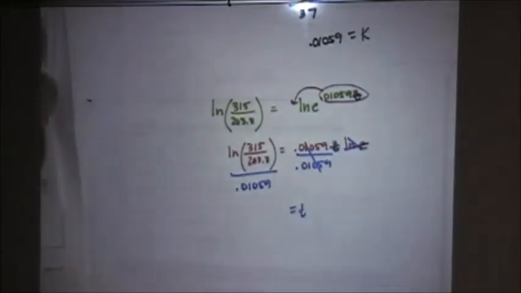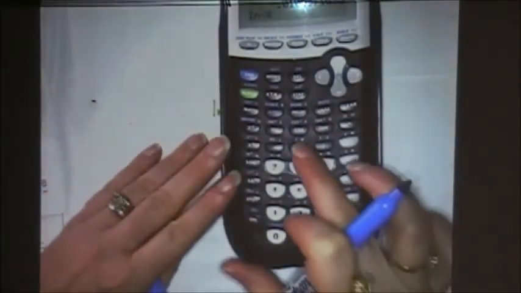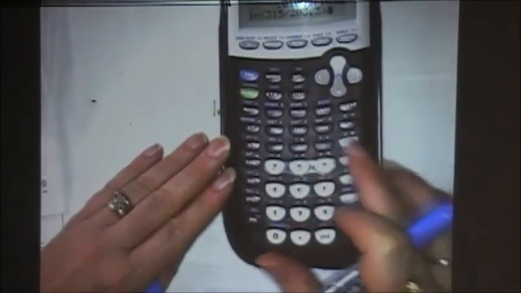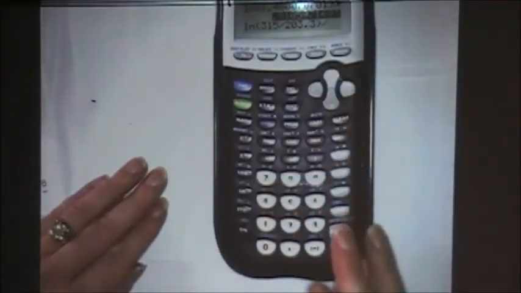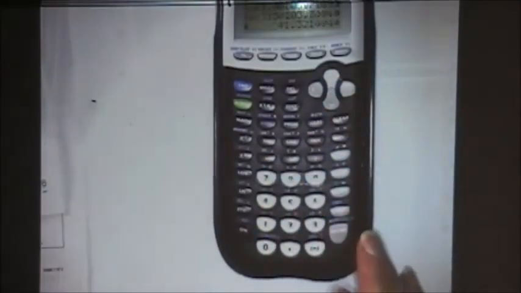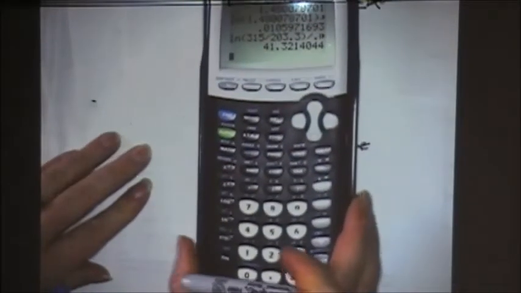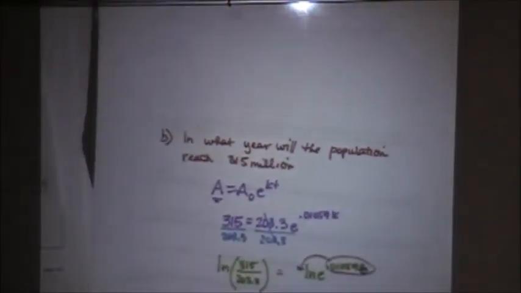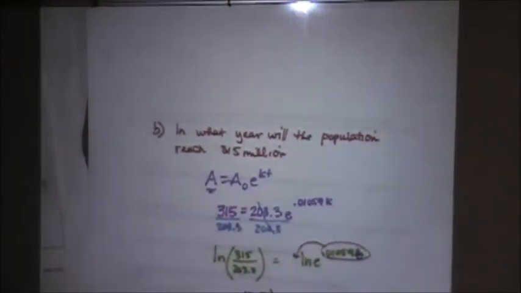Okay, so now when I plug this in, I'm going to plug in natural log of 315 divided by 203.3. And I need to divide all of that by my constant, which I left in my calculator, so I'm just going to go grab it. And I get 41.32, but don't forget the way the question was worded. They asked me, in what year will the population? So it's going to take 41 years.